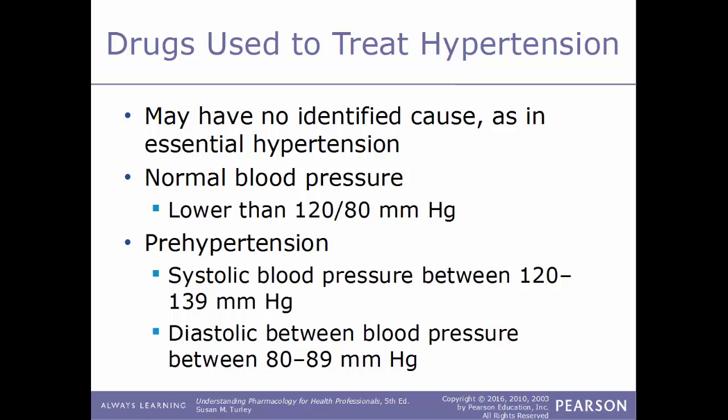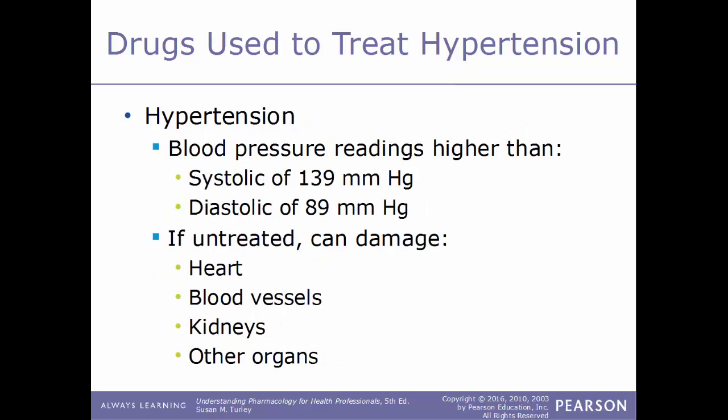Now, there's a stage prior to hypertension called pre-hypertension. This is where you have a systolic blood pressure that's between 120 and 139 millimeters of mercury, or a diastolic pressure between 80 to 89 millimeters of mercury. When the pressure gets higher than those readings, that's when you have hypertension. So where the systolic is over 139 millimeters of mercury, or the diastolic is above 89 millimeters of mercury. Now, if left untreated, hypertension can cause damage to the heart, to the blood vessels, the kidneys, and multiple other organs.